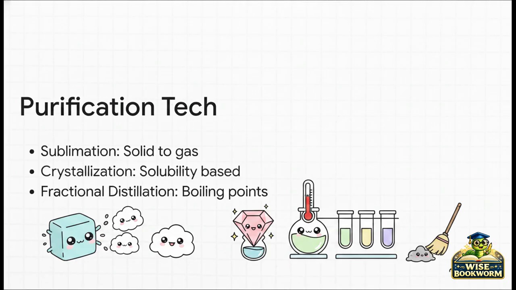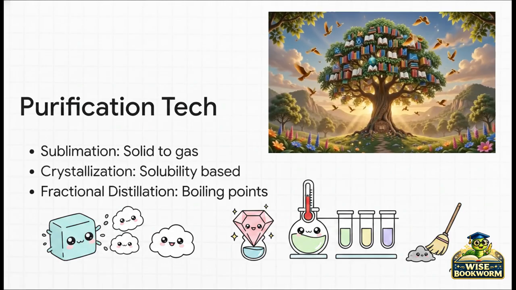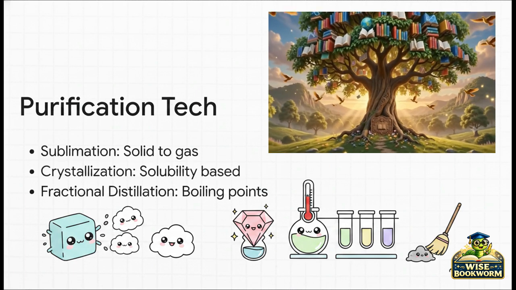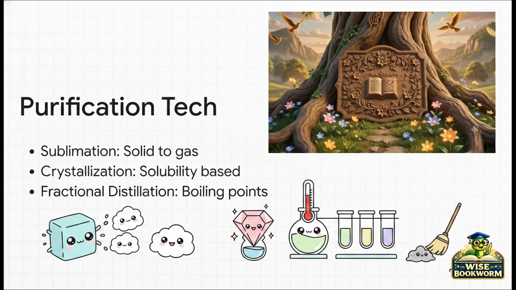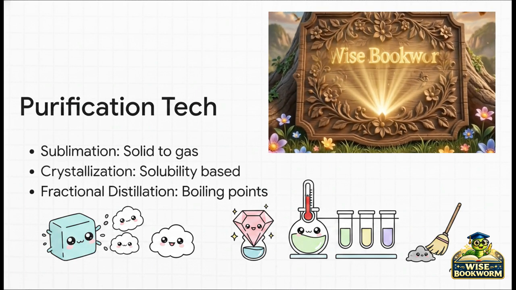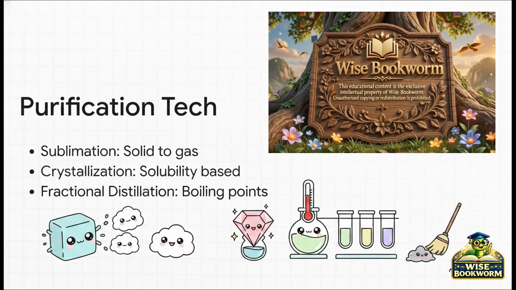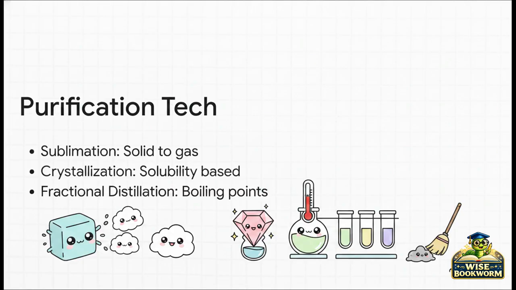Chemists use a rapid-fire sequence of lab techniques based entirely on the physical properties of the molecules. We use sublimation if a solid can just poof directly into a gas. We use crystallization to let pure solids drop out of a solvent based on how well they dissolve. And we use fractional distillation to separate liquids by taking advantage of their unique, specific boiling points.